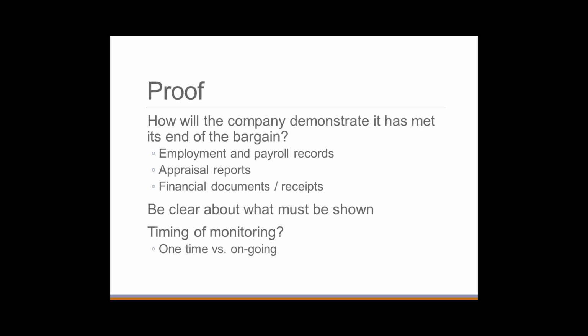The other thing with proof is, is this a one-time thing or is it ongoing? So we'll talk about the timing of monitoring. Are you just going to have to say you created 100 jobs at the end of the first year, and then you get your check and you're done? Or do these jobs have to be maintained for a period of time, and the incentive is paid out after, say, 3 years or something like that? And is there ongoing monitoring, do you need to provide an annual update, or how long does that ongoing monitoring last?